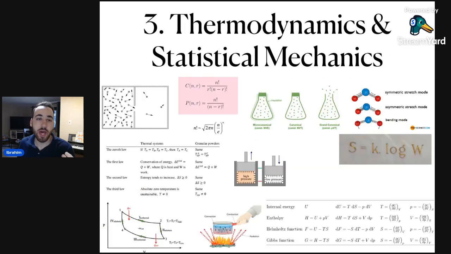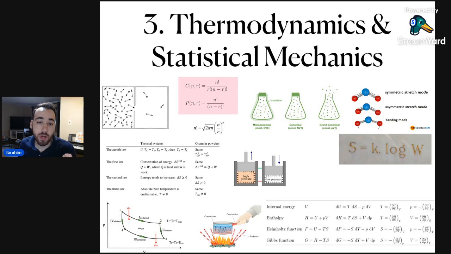All right, next up we have Thermo and StatMech. So in Thermo and StatMech, traditionally you just start off by talking about combinatorics, how if you have a collection of molecules and you want to count states, if you have so many different molecules, then you have to know, how many ways can I put these molecules that would look the same? And so you start talking about combinatorics, and that's the first thing you start off with in a StatMech course.